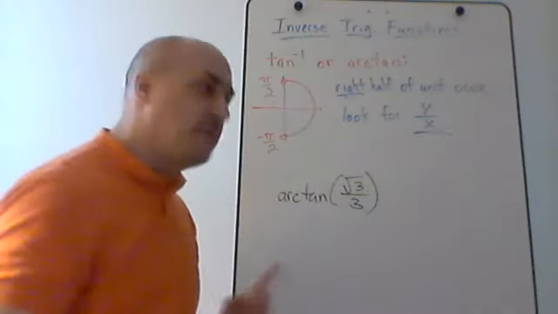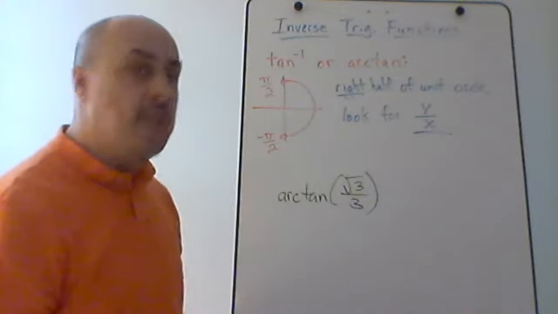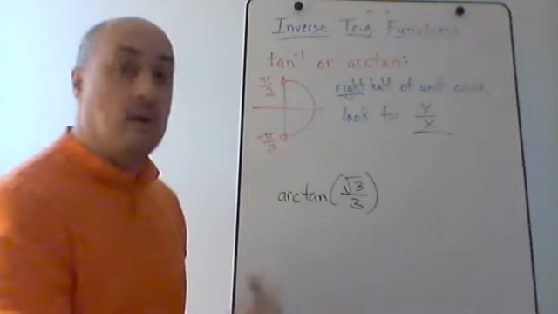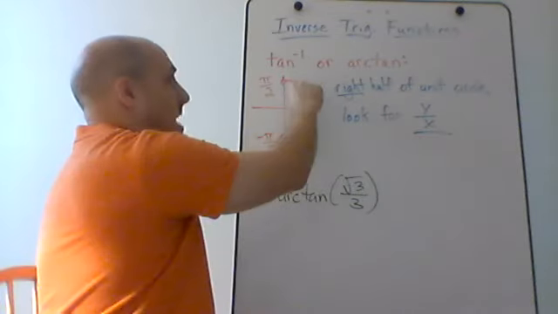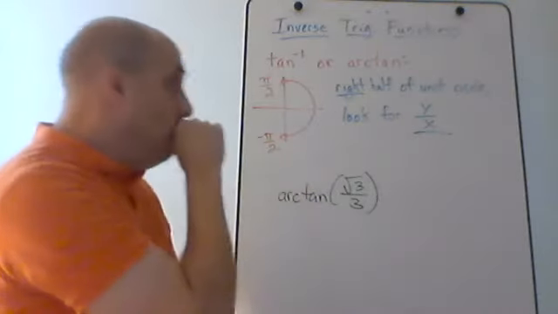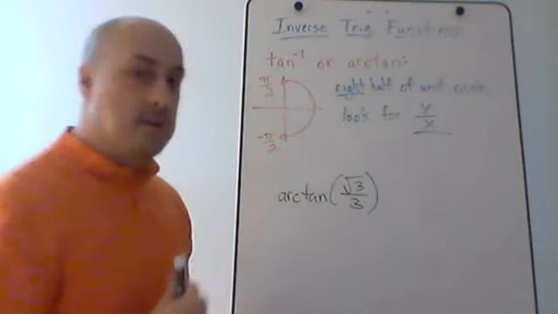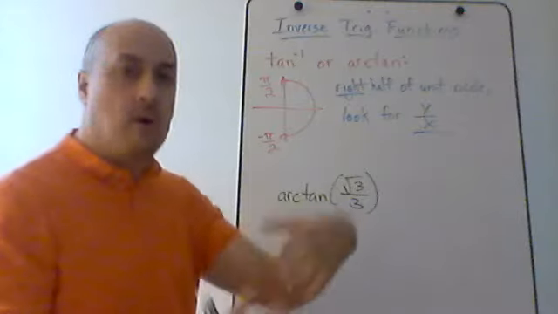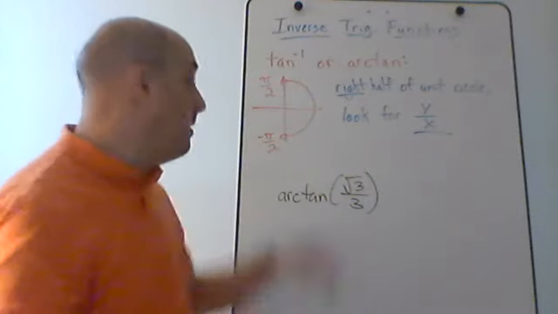So that's the first major thing when you're evaluating the inverse trig functions: where do I look on the unit circle? Sine and tangent, we look on the right side. Cosine, we look on the top side. And then the other thing is, now that I know which part of the circle to look at, what am I looking for?